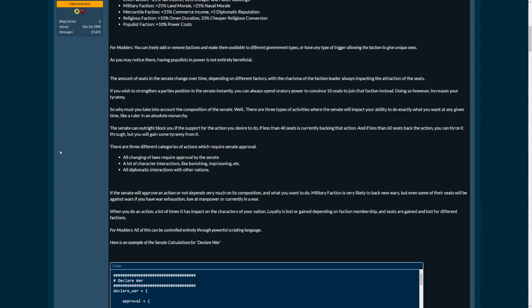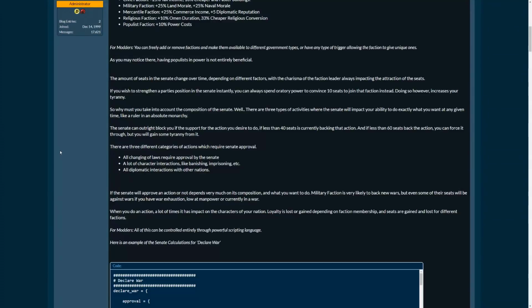So, why must you take into account the composition of the Senate? Well, there are 3 types of activities where the Senate will impact your ability to do exactly what you want at any given time, like a ruler in an absolute monarchy. The Senate can outright block you if less than 40 seats are currently backing the action you desire to do. If less than 60 seats back the action, you can force it through, but you'll gain some tyranny from it.